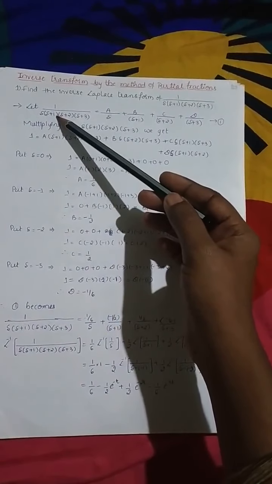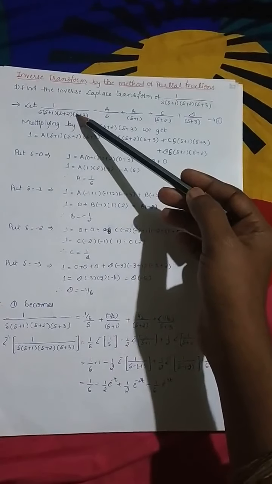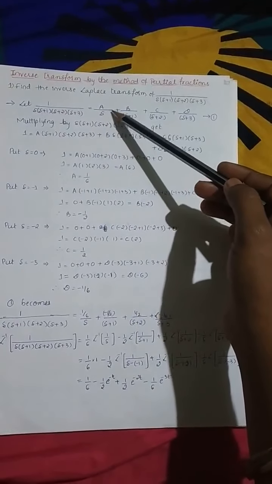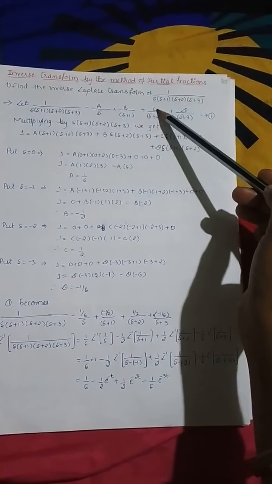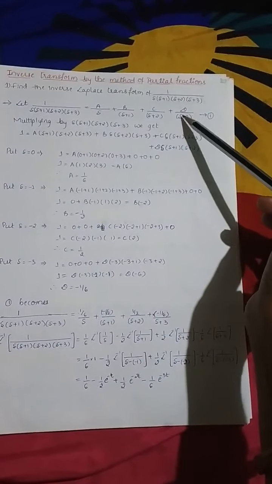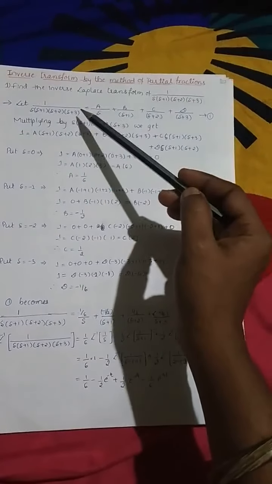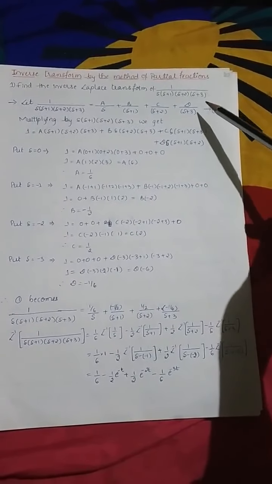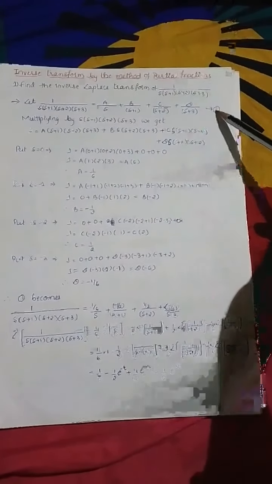Let 1 upon s into bracket s plus 1 into bracket s plus 2 into bracket s plus 3 be written as a by s plus b by s plus 1 plus c by s plus 2 plus d by s plus 3. This is the partial fraction method. Let us take it as equation 1.